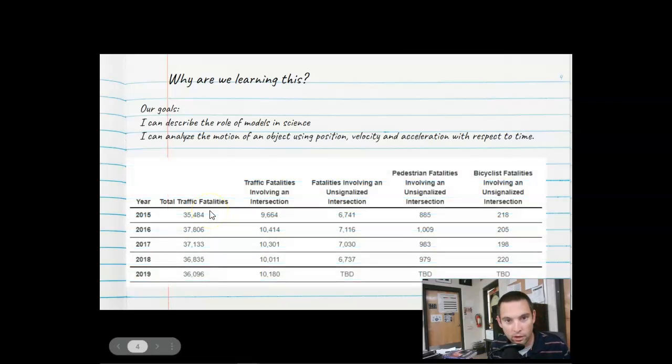The big reason, why are we learning this? This is data from an intersection for the U.S. This is the most recent data that's available at the making of this video. So you can see 35,000 people every year dying in a car, and of those, a third of them happening at an intersection. So intersection safety is a very big deal and very important. Making sure you're being safe while on the roads and making the right decisions.